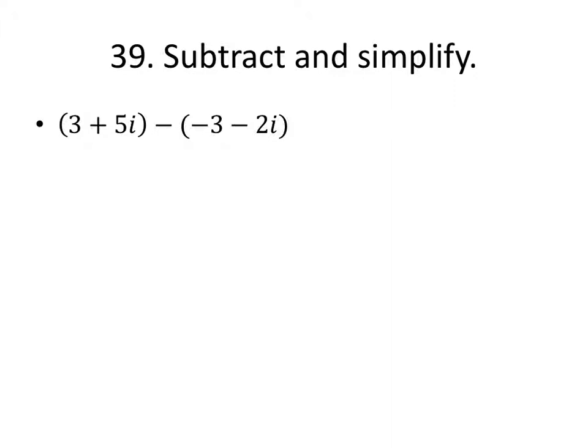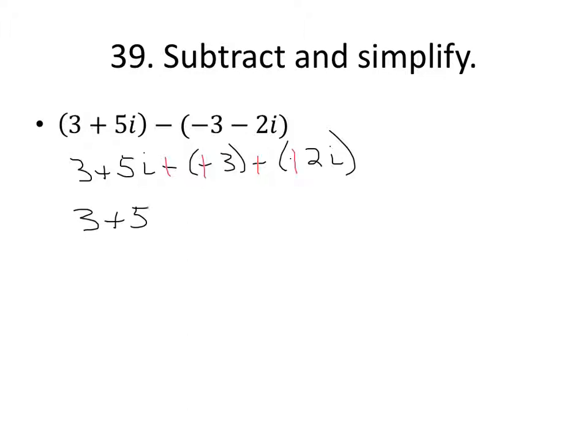Subtract and simplify. So first we're going to distribute that negative sign. And then we're going to say minus a negative is plus a positive. So we have 3 plus 5i plus 3 plus 2i. And that gives us 6 plus 7i. And that's our solution.